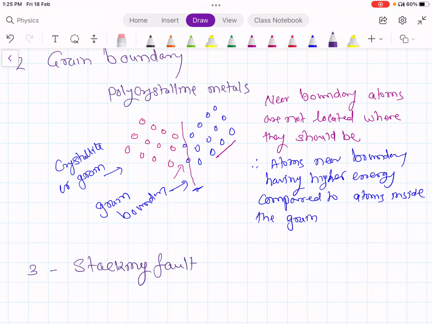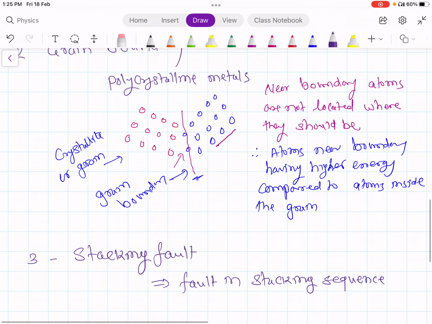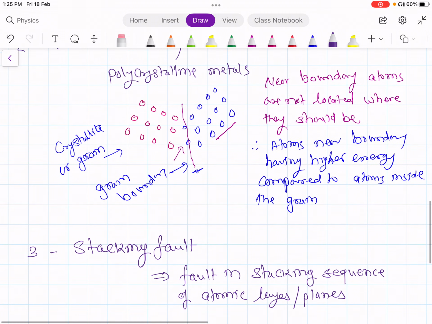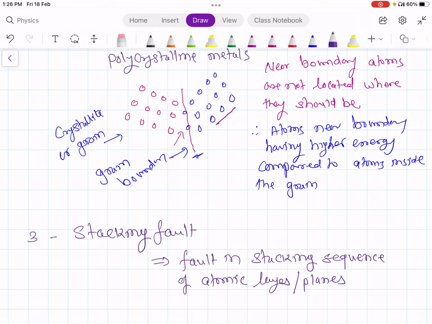Stacking fault means there is a fault in the stacking sequence of atomic layers or planes. We have studied these atomic layers and planes in CCP and HCP structures.